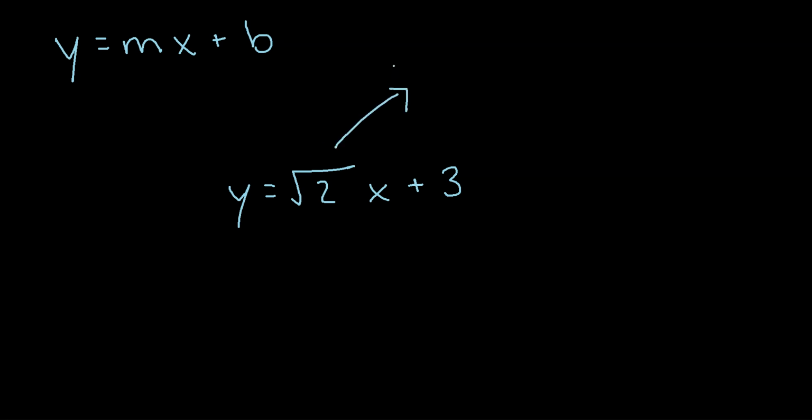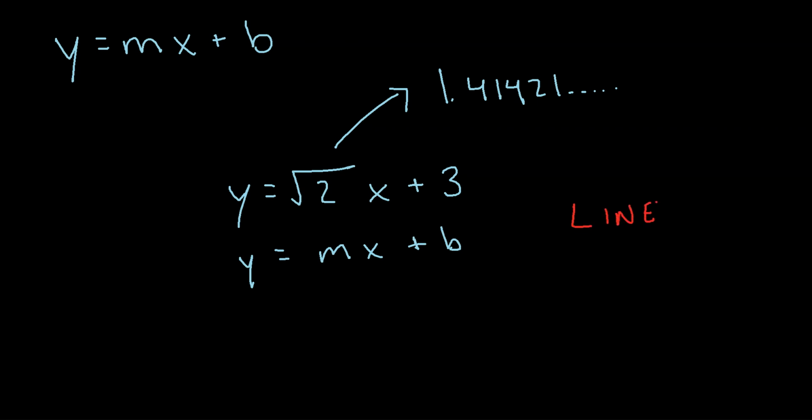If you punch it in a calculator, it's just something like 1.41421, and on and on. So it's just some number multiplied by x plus 3. This does actually match the format of y equals mx plus b, where the square root of 2 is m and 3 is our b. So for this one, we would say this is a linear equation.